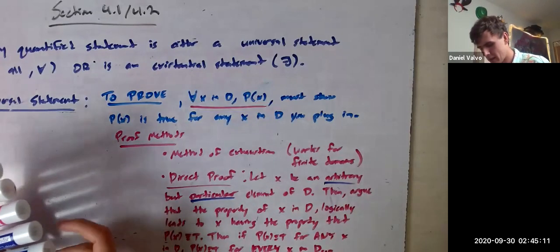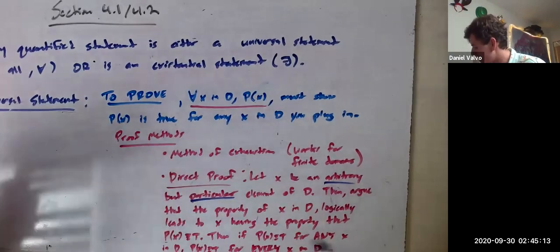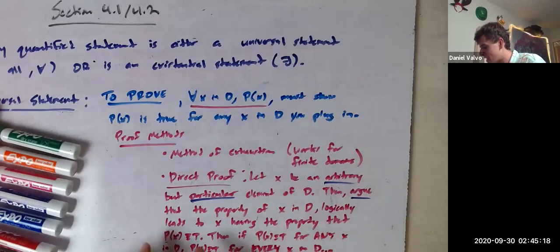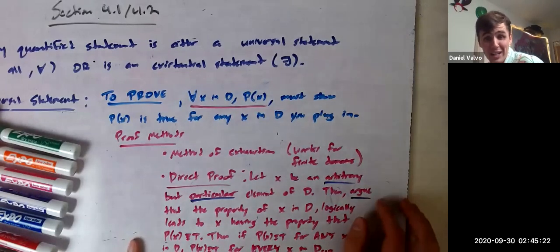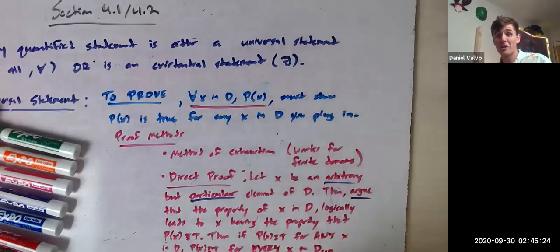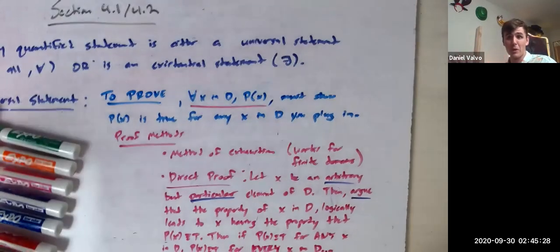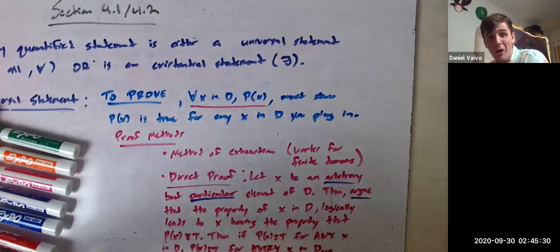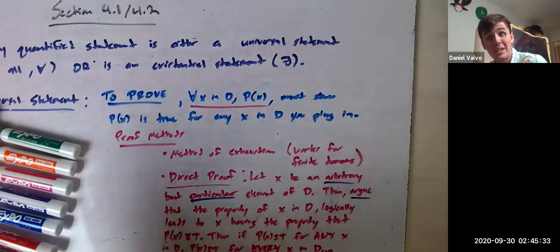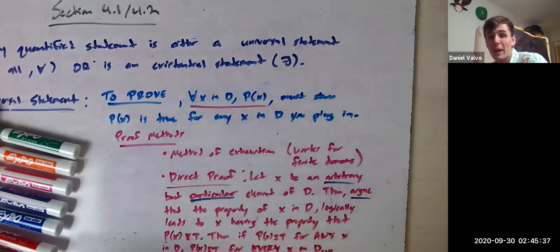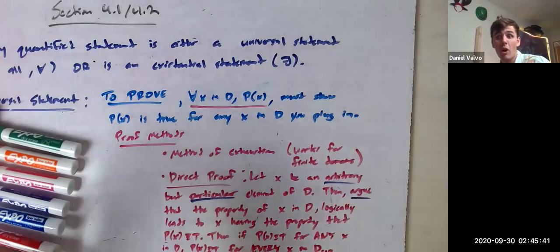Then we pick this arbitrary particular x in D, and we argue that the property of x in D logically leads to x having the property that p of x is true. I use the word argue here. I changed it from show to argue because we really are doing an argument. Remember we had modus ponens and modus tollens, we're doing those kinds of arguments, except we're not going to point them out or label them. We could, but we're not going to, to make everything easier to read. But we really are doing arguments.